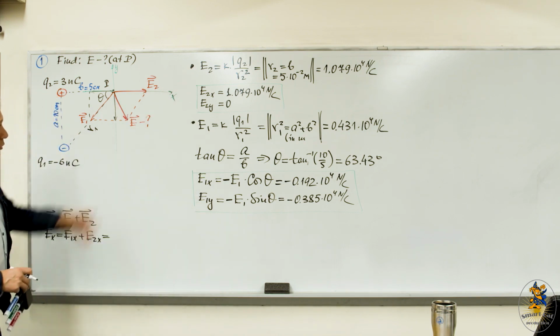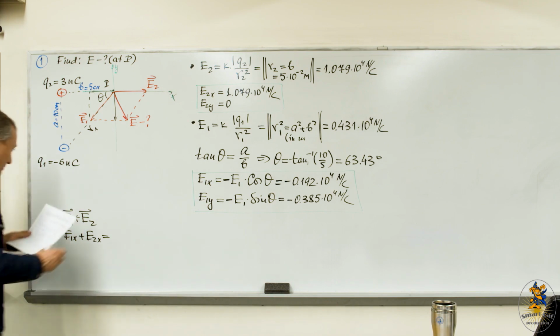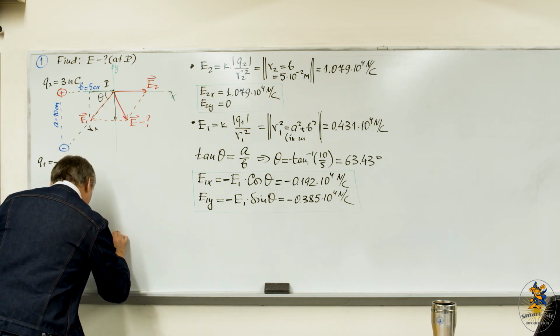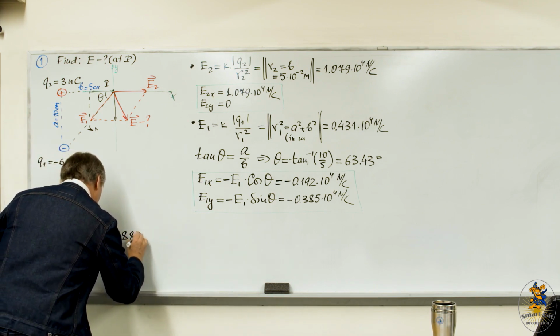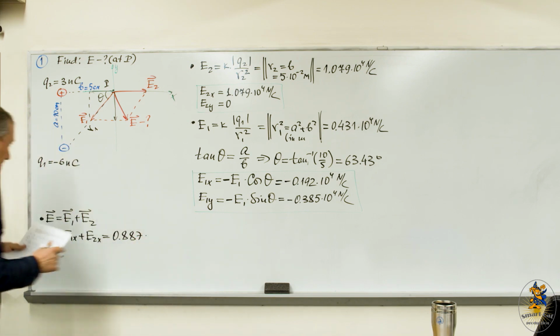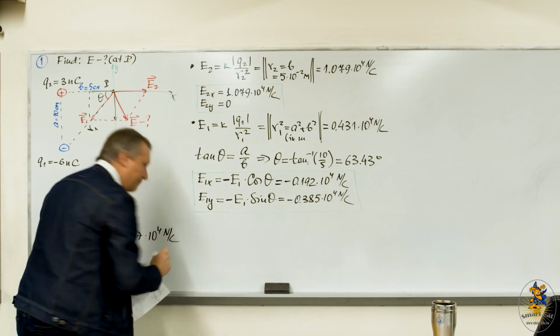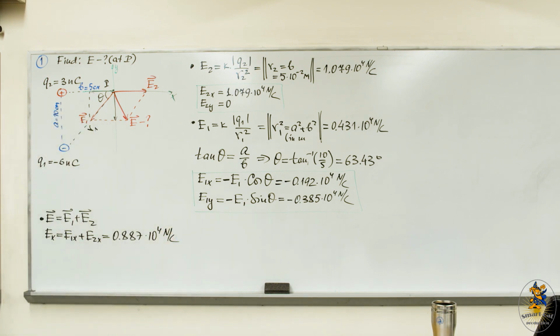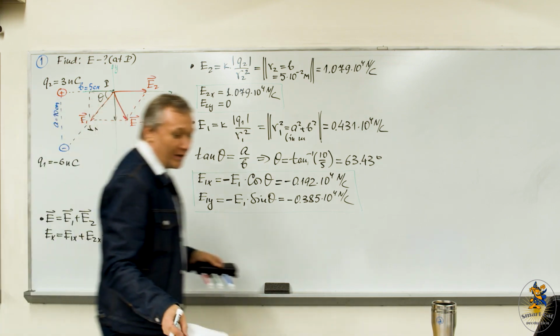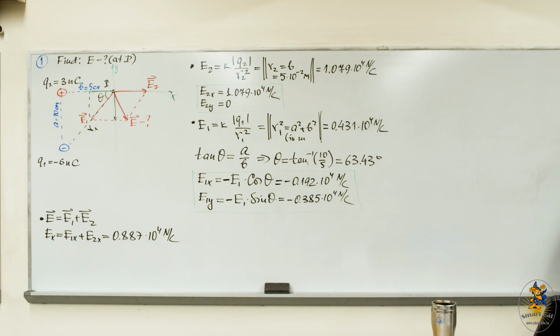I'm not going to add them by hand; I will use my notes. So it will be equal to 0.887 times 10 to the power of 4 newtons per coulomb. So many different numbers. That's why I told you at the very beginning, this problem is a little bit tedious. Straightforward, but somewhat tedious.